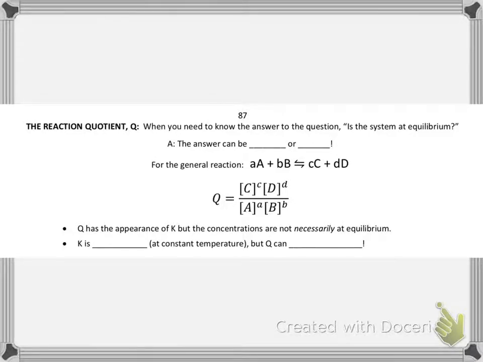Today we're going to talk a little bit more about equilibrium, more specifically about the reaction quotient, Q. Q is what you use when you need to know the answer to the question, is the system at equilibrium? Well, the answer could be yes or no. If you look at how we write the expression for Q, it might look kind of familiar.